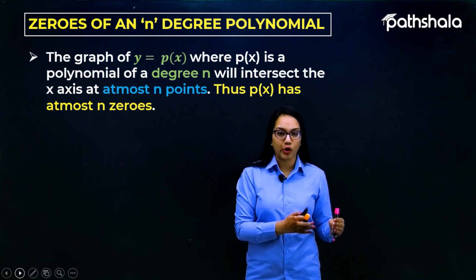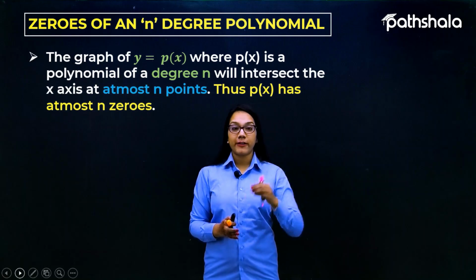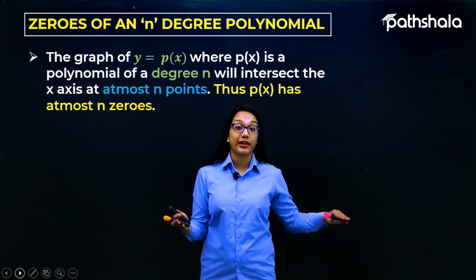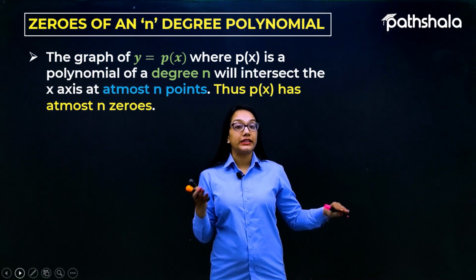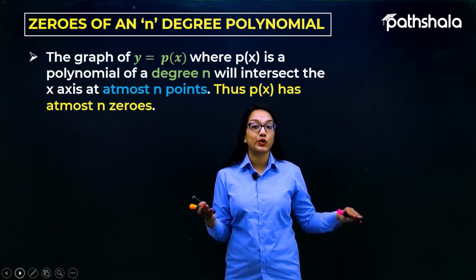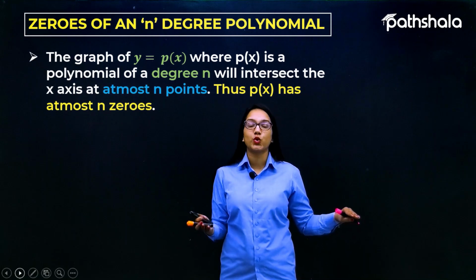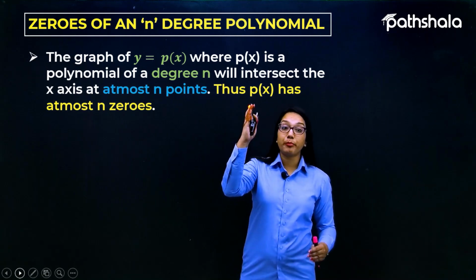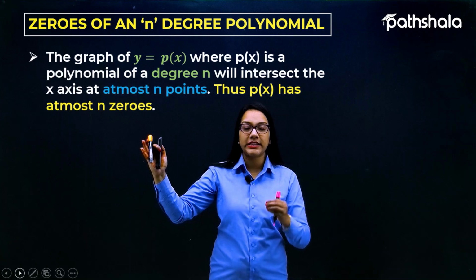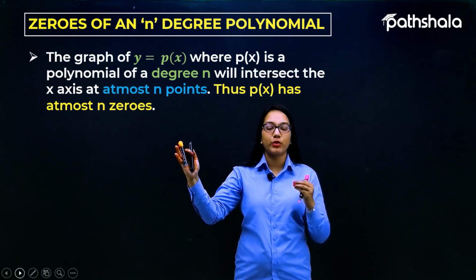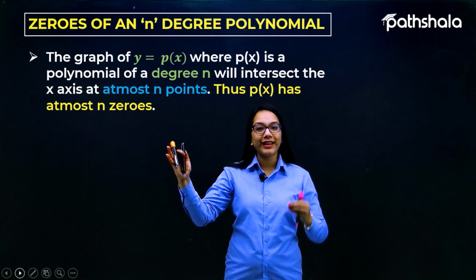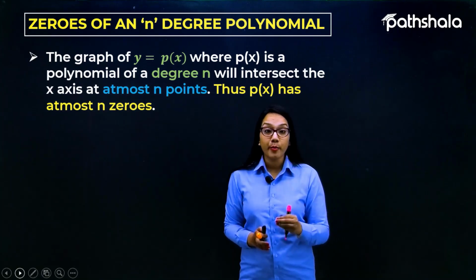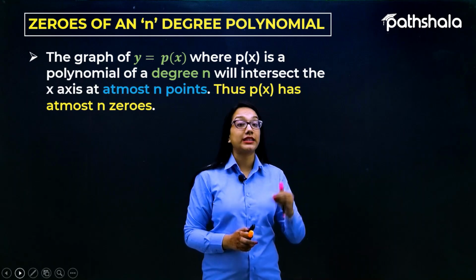So if we are talking about a polynomial p of x having degree n, then whenever we draw the graph of the polynomial p of x, it will cut the x-axis at most n points, and wherever it intersects the x-axis, those points are called the zeros of this polynomial. So at the end, we can say that the polynomial p of x has at most n zeros. This is a very important result, just like we did with the linear, quadratic and cubic. For the n degree polynomial, the graph of p of x will cut the x-axis at most n points, and those points are called the n zeros.